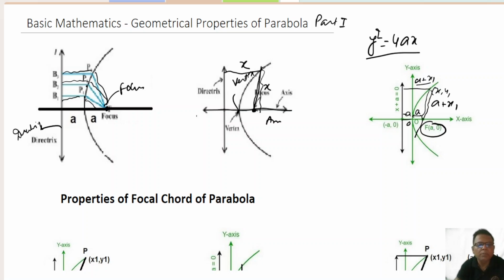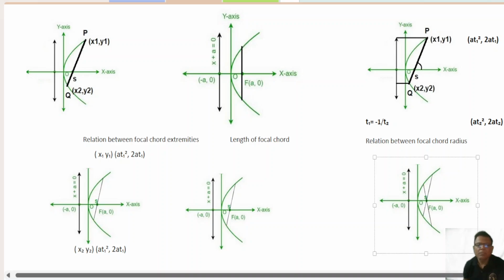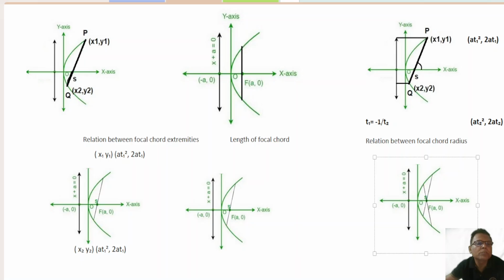Now let us come to the properties of the focal chord. So what is a focal chord? That chord which passes through the focus, this focus (a, 0), is called a focal chord. And the focal chord which is parallel to the directrix is called the latus rectum.